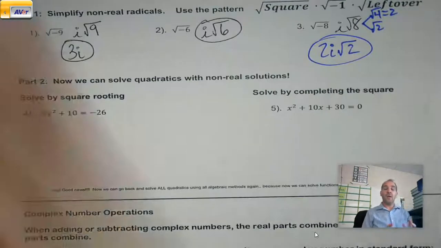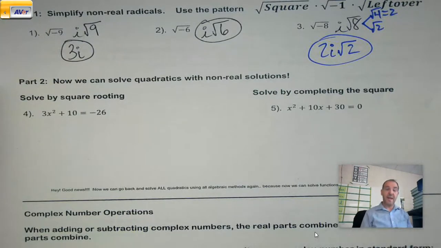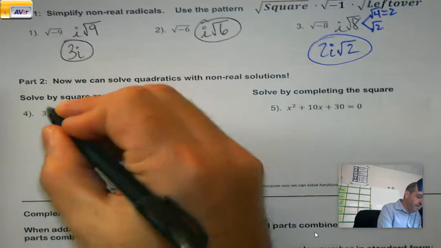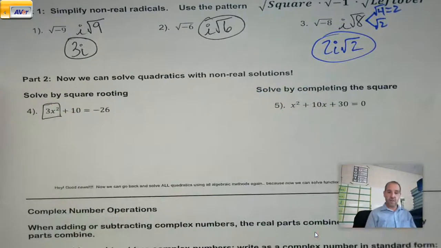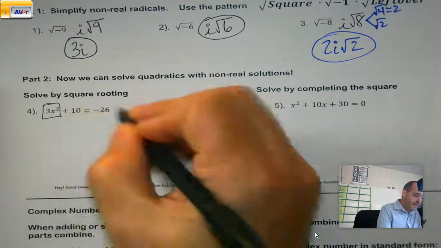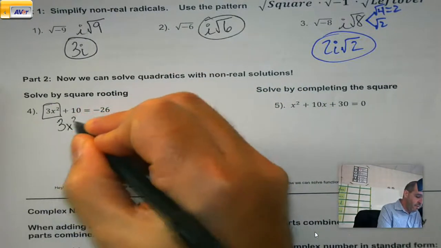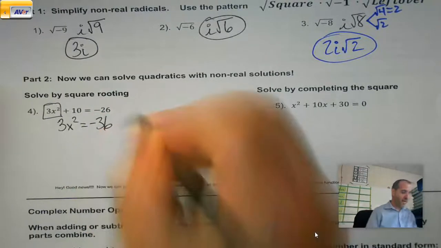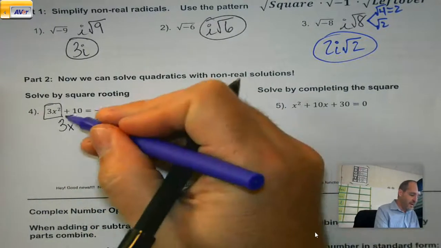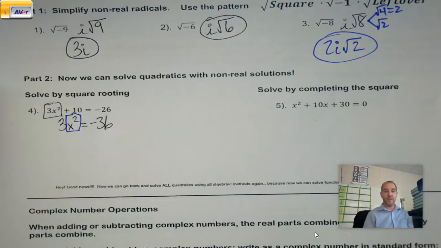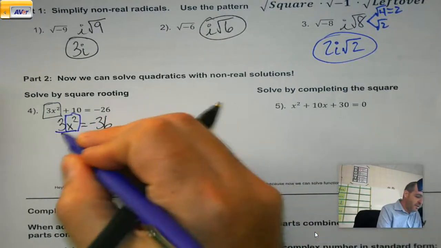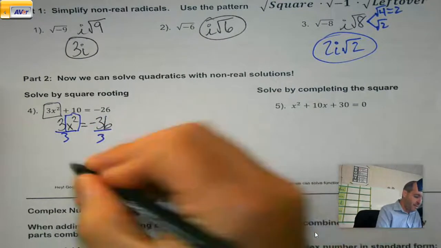So now we can solve quadratics that have non-reals. We can actually get the answer. So when we solve by square rooting, we've got some options here. By square rooting, we would want to isolate our x squared term. So we're going to subtract the 10 over. We're not quite by itself yet. We need x squared completely alone before we can do our last step. So we'll divide by 3.